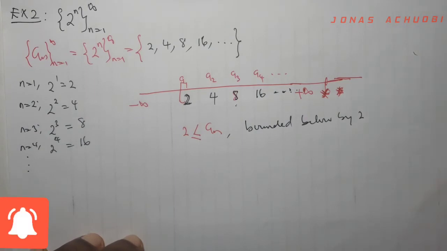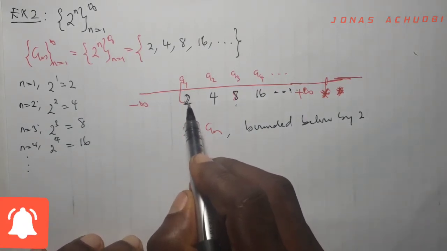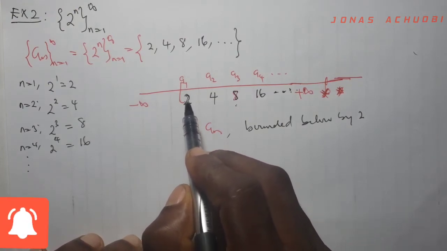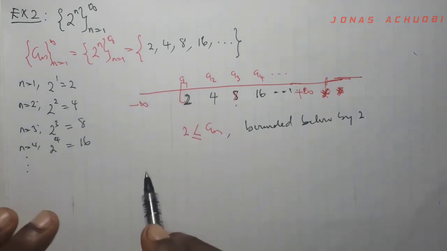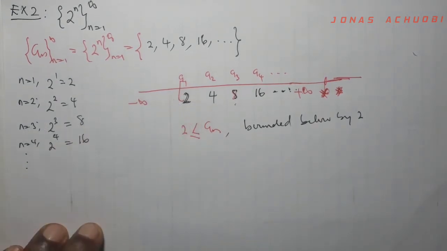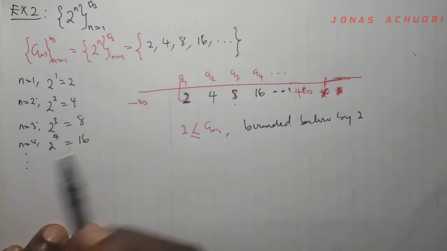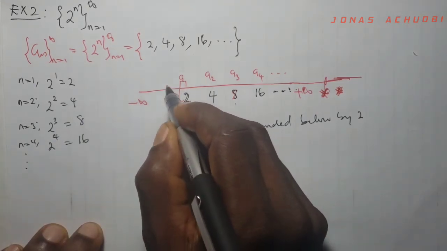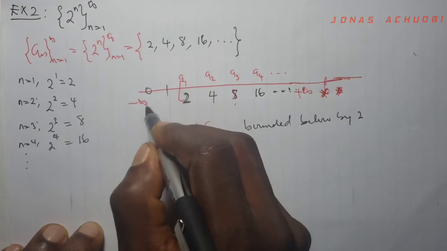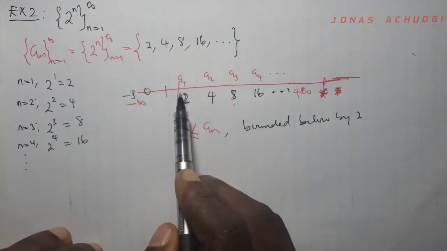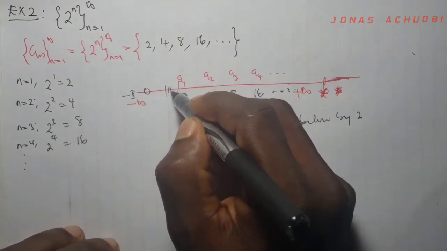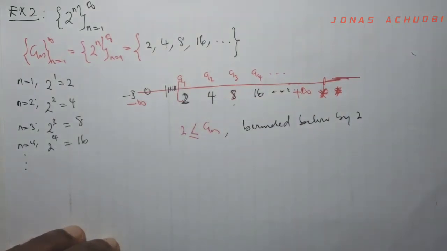I've explained already why it's not bounded above. The next question is this: this sequence is bounded below by 2, does that mean that 2 is the only lower bound? The answer is no, because to the left of 2 we have infinitely many real numbers. For example, we have a 1 here, we have a 0, we have negative 5, there are so many. Even between 1 and 2 here, there are just too many real numbers that we cannot count.